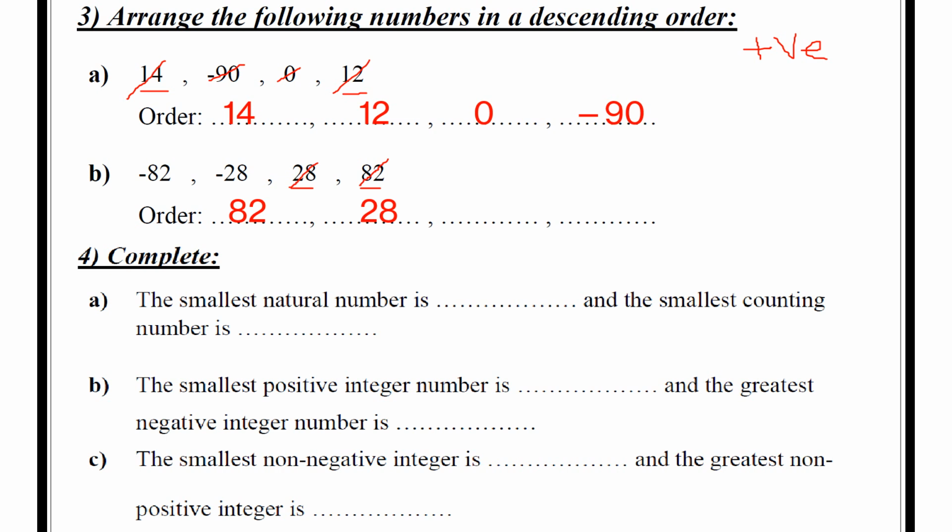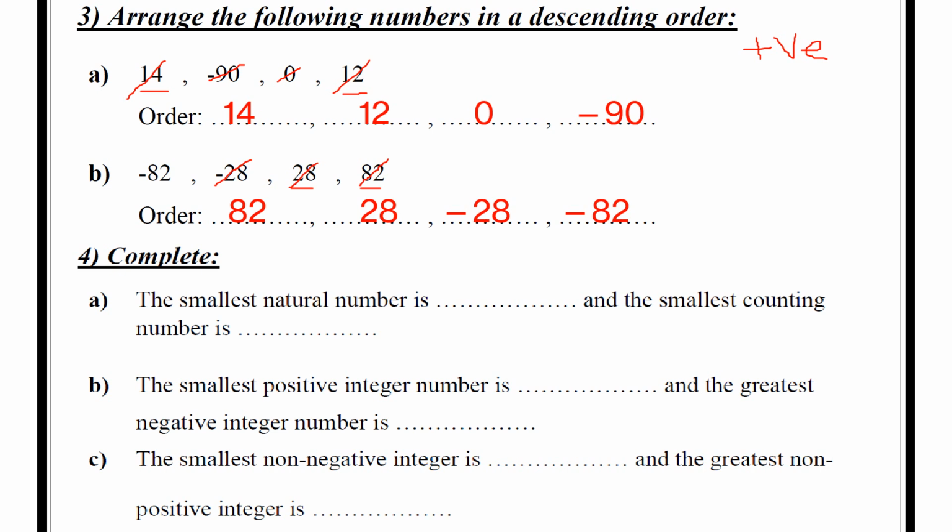Now we have negative 28 and negative 82. Here, negative numbers are crazy. We need the big number, so it will be negative 28. And the last number is negative 82. Here, complete.